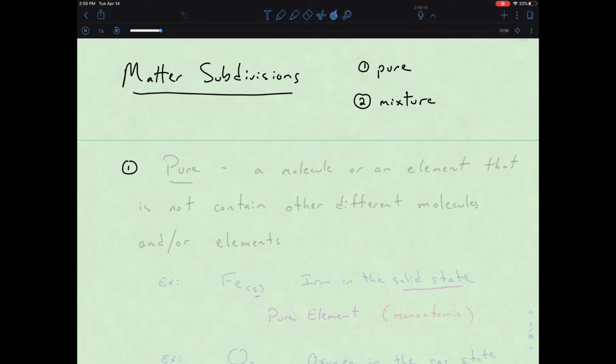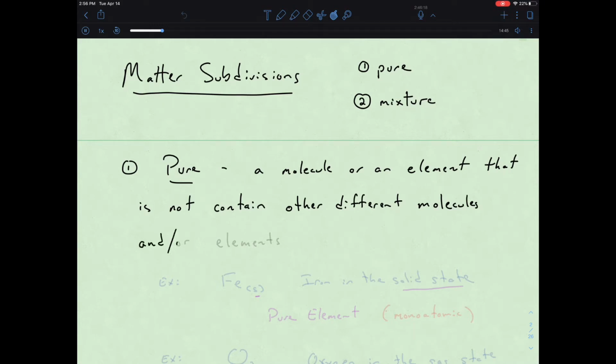So, for something that is pure, basically we're talking about a molecule or an element that basically is not contaminated or does not contain other different molecules and/or elements. So that's the pure state, right?